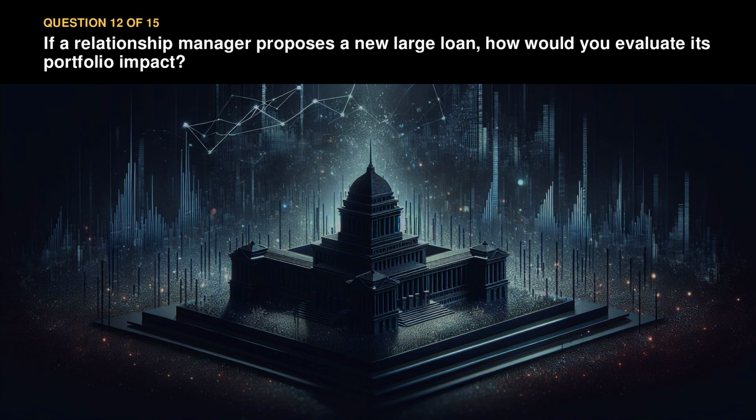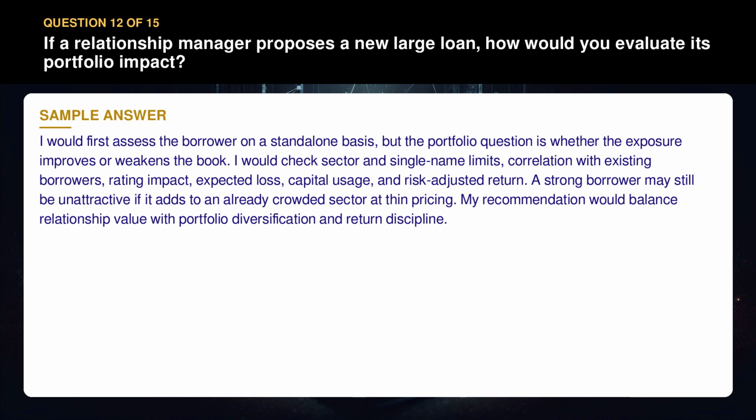Question 12. If a relationship manager proposes a new large loan, how would you evaluate its portfolio impact? I would first assess the borrower on a standalone basis, but the portfolio question is whether the exposure improves or weakens the book. I would check sector and single-name limits, correlation with existing borrowers, rating impact, expected loss, capital usage, and risk-adjusted return. A strong borrower may still be unattractive if it adds to an already crowded sector at thin pricing. My recommendation would balance relationship value with portfolio diversification and return discipline.